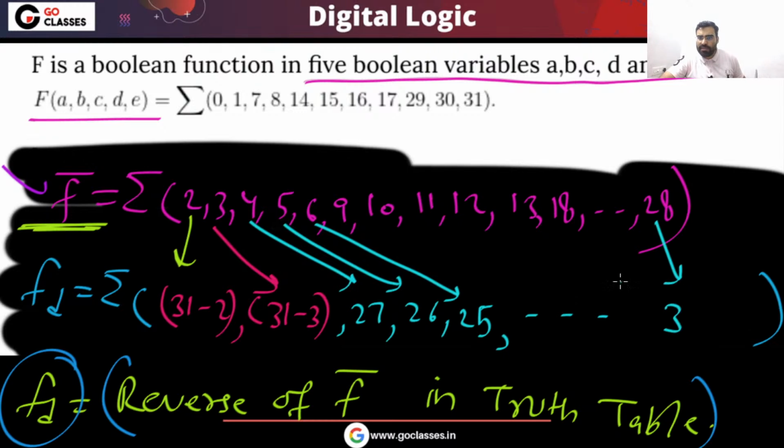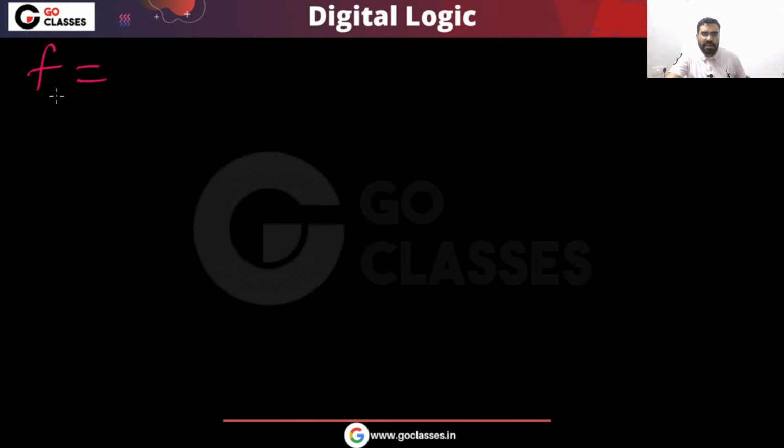This I will remove from 31, 3. From 31 I will remove this. Then what will I get? I think I will get 13. Okay, so like this will be F dual. F dual will be 3 to 13. Finally I can say F dual is 3 to 13.